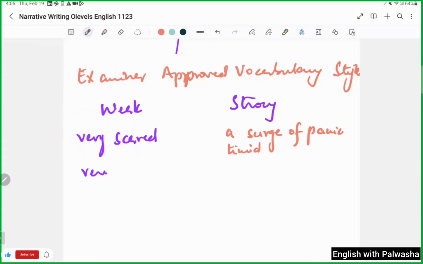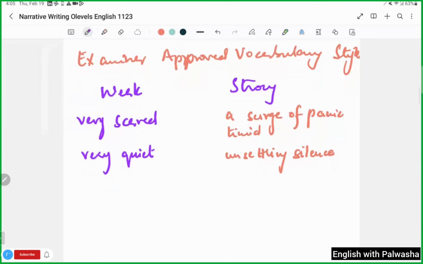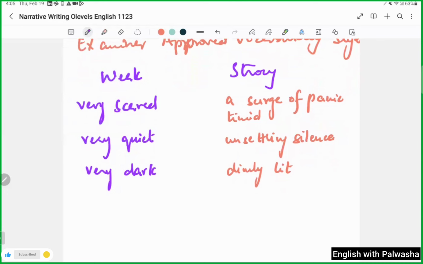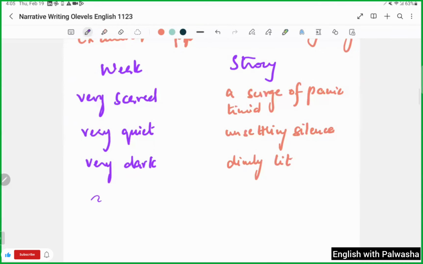Let's suppose I say the place was very quiet. The students used to write this, but they don't have to write that. They have to write, an unsettling silence prevailed all over. These are the words which we usually write and we get marks. Then the students usually write, it was completely dark, it was very dark. No. What can we write instead? The place was dimly lit, right? And there are others as well. You can use other strong expressions as well, but there are some which I'm giving you right now.